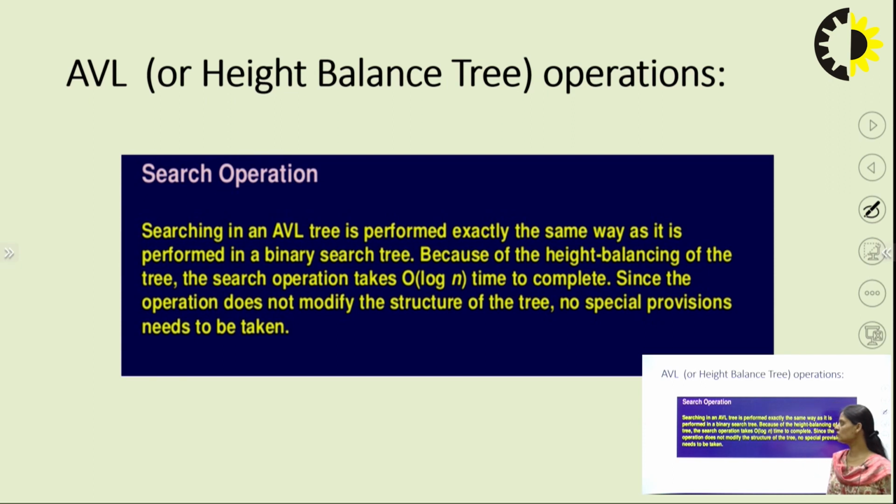The search operation for the AVL tree is the same as the binary search tree, no difference in that. We search in the same way: we compare the value with the root node, and either we go to the left or the right, and the complexity becomes big O of log n.